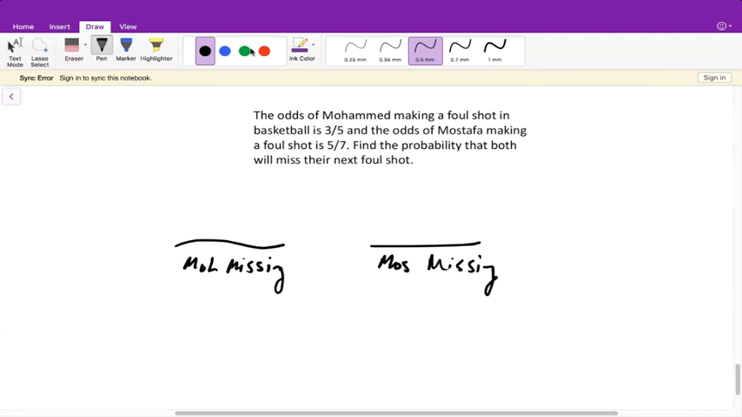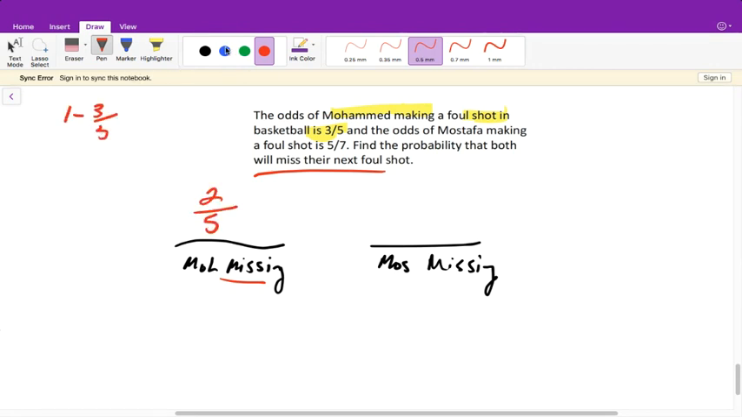All right, so now if I look, it tells me Muhammad is making a foul shot, 3 out of 5. So if I want to find the odds of him missing, because that's what I need, because it says that they will miss their next foul shot, I need to take the complement of 3 out of 5. And the complement of 3 out of 5 is going to be 2 out of 5. Because remember, we do 1 minus the probability.